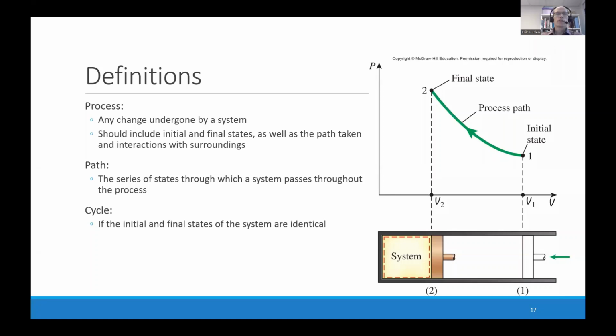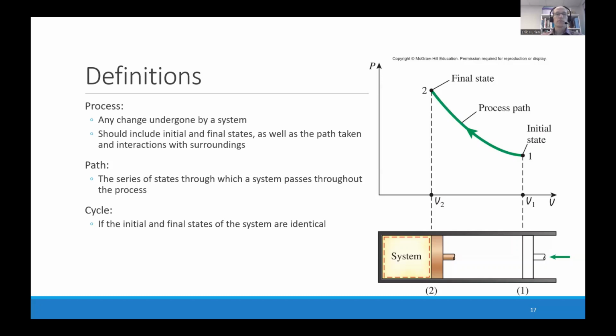A process is anything that changes the state of the system. The system begins in some initial state, temperature, pressure, etc., then ends in a final state with possibly different values of temperature, pressure, etc. The process defines how these properties change between initial and final states, as well as any interactions with the surroundings, if possible. The process path is the series of states through which the system goes from initial to final.